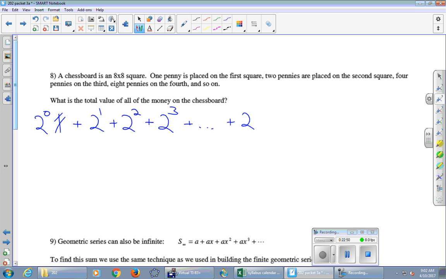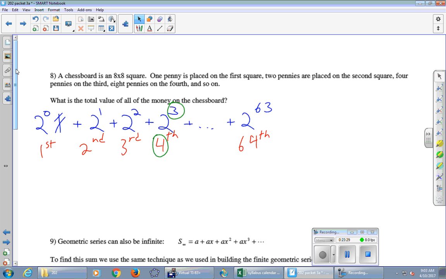Let's see. So it's an 8 by 8 square, so that makes 64 squares. So what is the power up here? 63 is right. If you're not sure, this was the first square, this was the second square, this was the third and the fourth square. We were just looking for this relationship, the square number and the power. And it sure looks like the power is 1 less than the square number. So if I'm doing the 64th square, then yep, 63, 1 less. Had better be the thing to put up there. Okay.